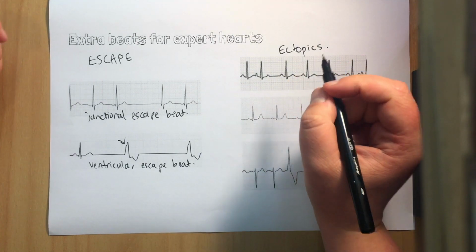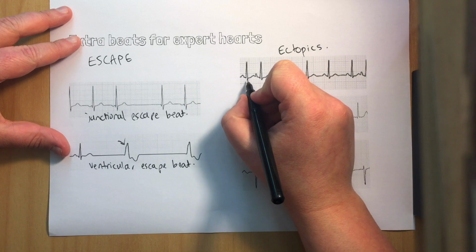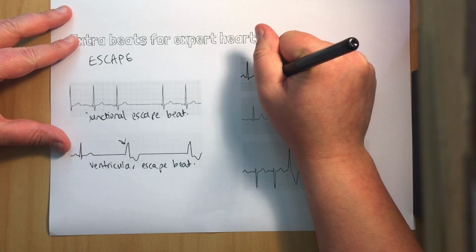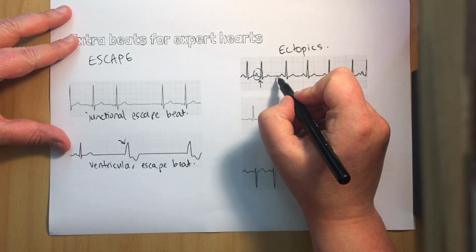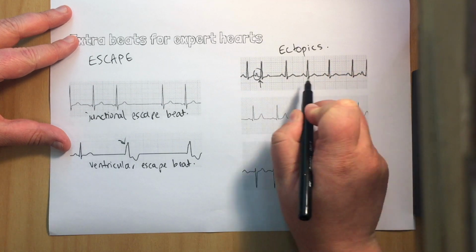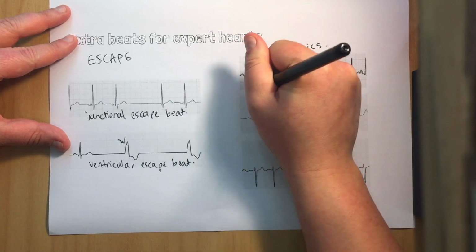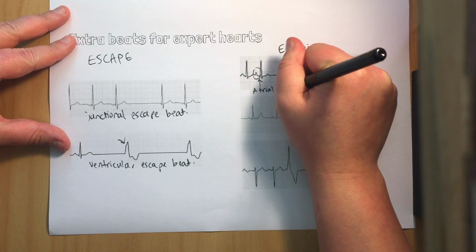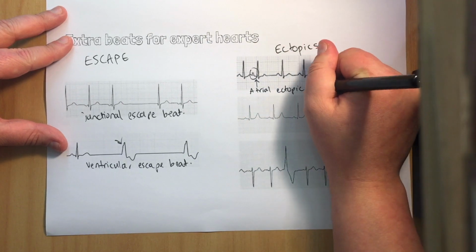But so here we've got sinus beat, early beat with a P wave, and then a bit of a pause, and then we've just resumed our sinus rhythm there. So this one is an atrial ectopic beat.